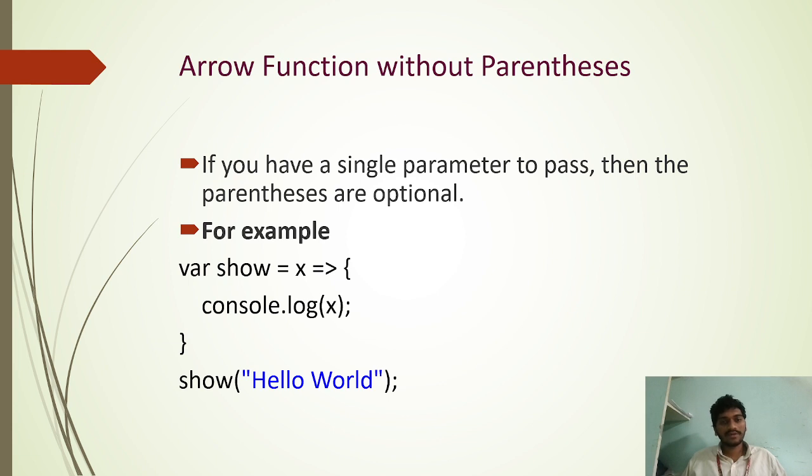Arrow function without parentheses. Before, I said if you have a single parameter to pass, then the parentheses are optional. For example, var equals x arrow console.log x, so of hello world, where x refers to the hello world.